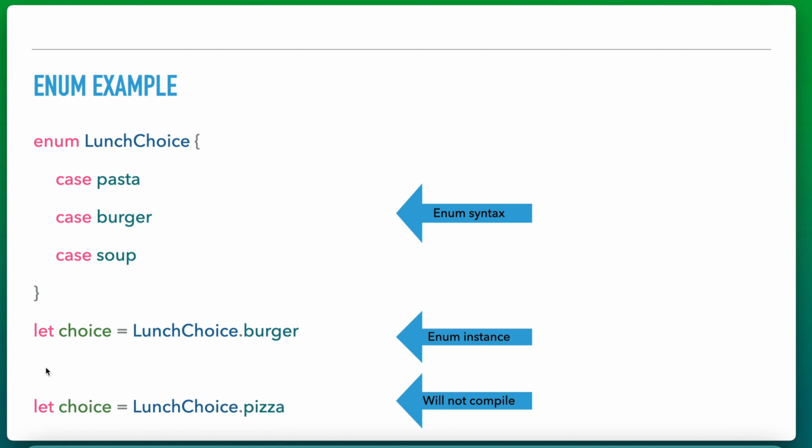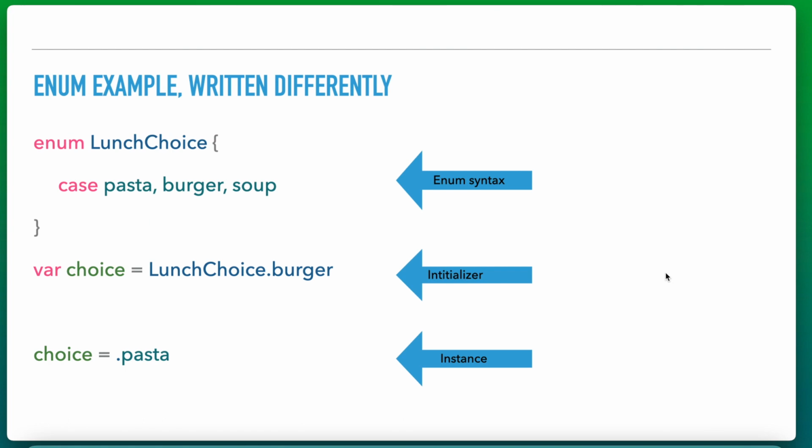Here's an example of an enumeration instance. So here's a constant. Let choice be lunch choice. So you use the name of the enumeration, dot notation, and autocomplete will generate our 3 options, pasta, burger, or soup. Here we have used dot burger. This example, let lunch choice be lunch choice dot pizza, will not compile because pizza is not one of our 3 options. Let's look at another way to do the same thing.